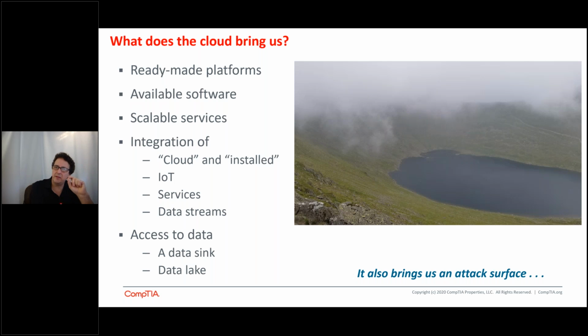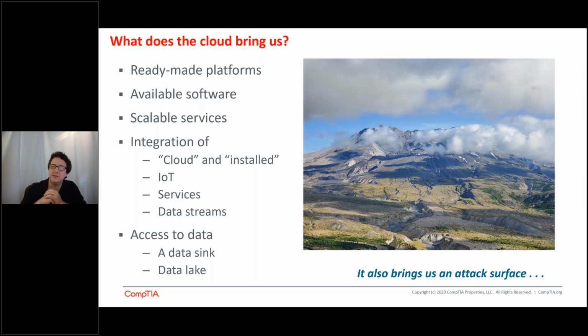But what's interesting about the cloud, it can also represent something volatile. Okay, this is Mount St. Helens. It blew up, what, 25, 30 years ago.